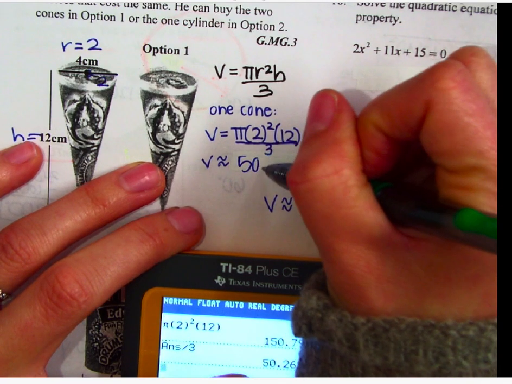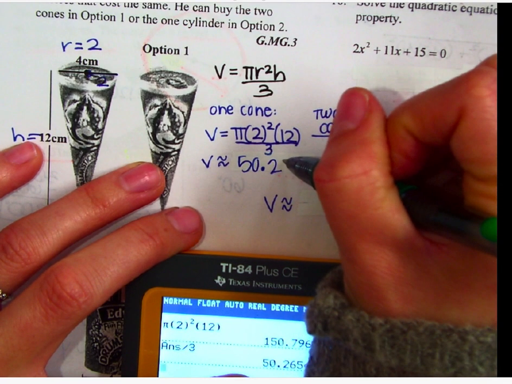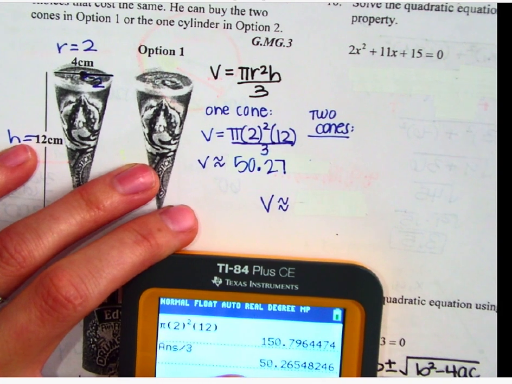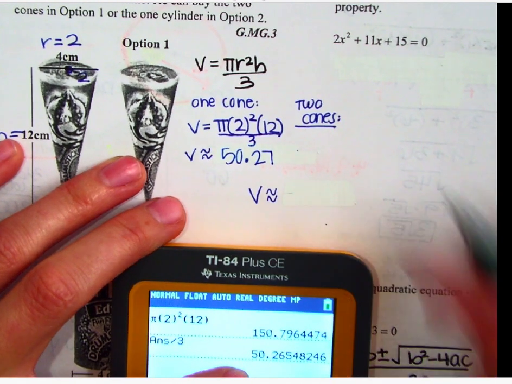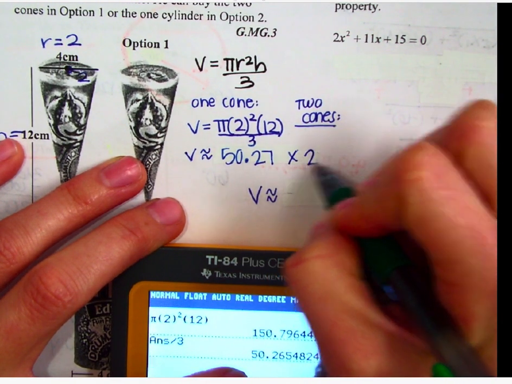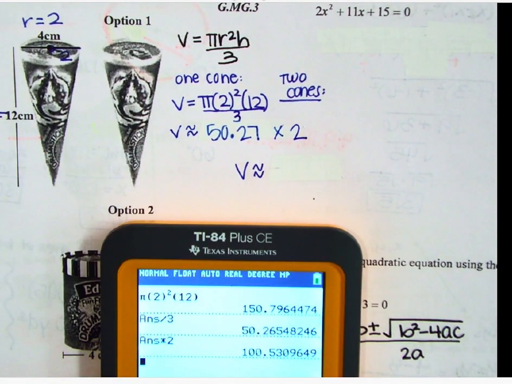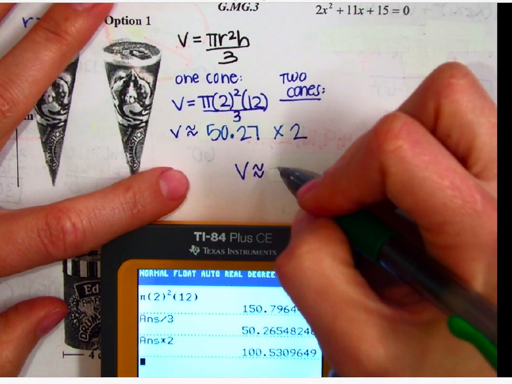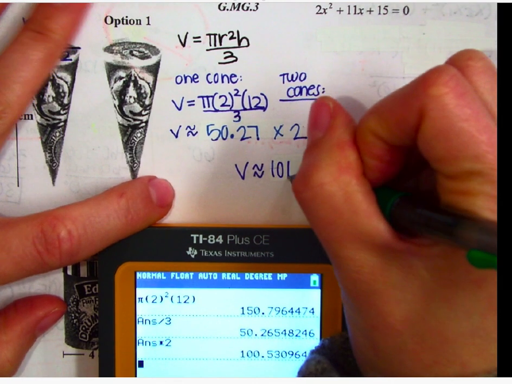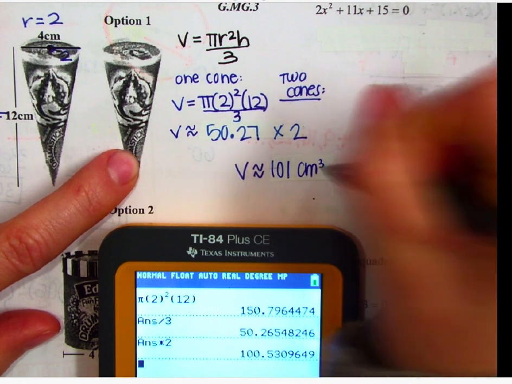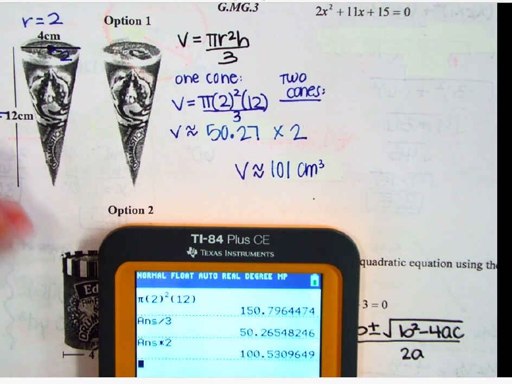So the volume of one cone is about 50.27. And then the volume of 2 cones we get by taking that number and multiplying it by 2. That will give us about 100.5. So I'm going to write down on here about 101 cubic centimeters. So that's the amount of ice cream in option 1.